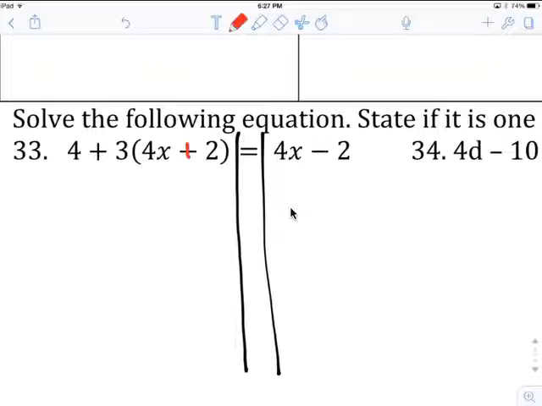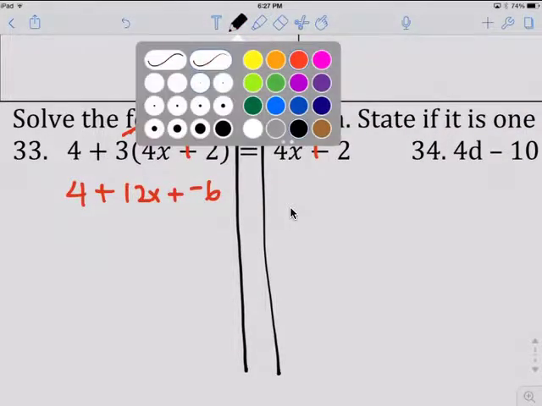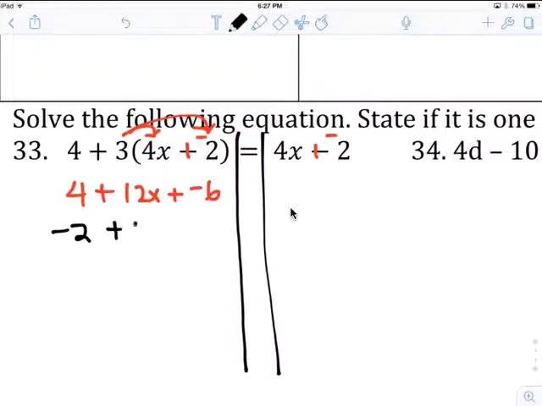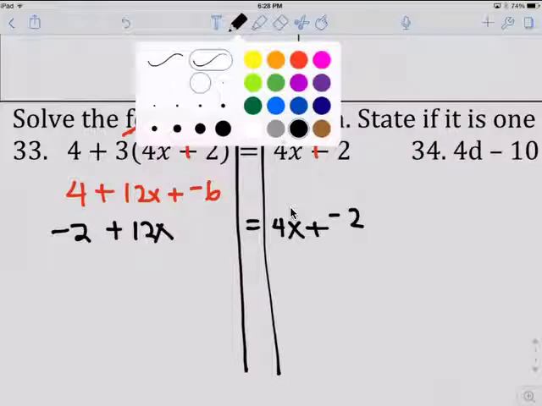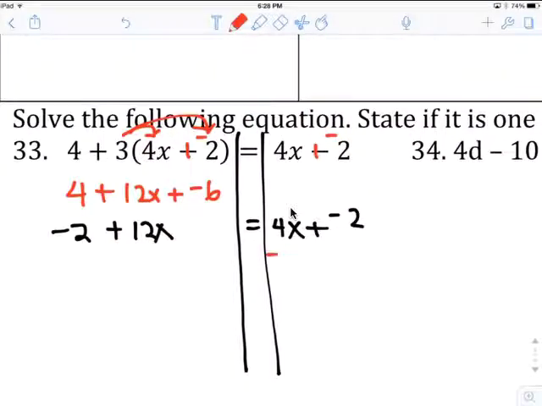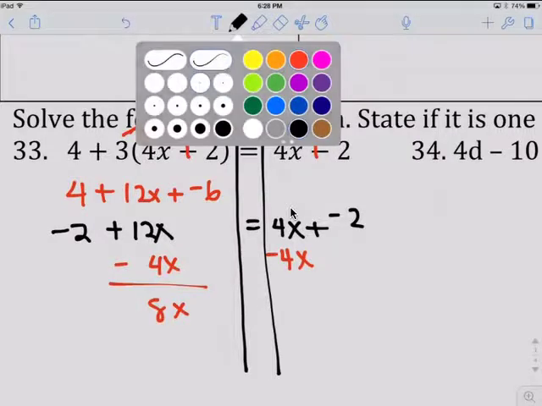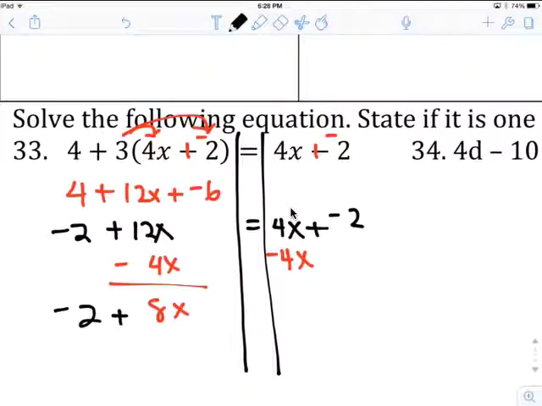So you always do additive inverse first. Distribute, you get 12x. Distribute, you get plus a negative 6. 4 plus, and then we get a negative 2 here, plus 12x equals 4x plus a negative 2. So there you get minus 4x, because the variables are on both sides. Get rid of the variable first. You get 8x there. You bring down this negative 2 plus 8x.